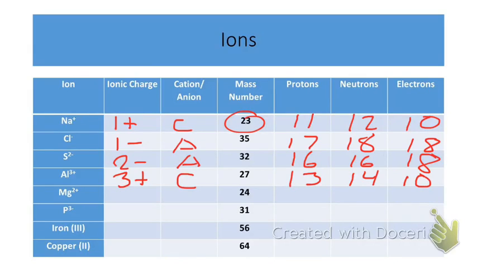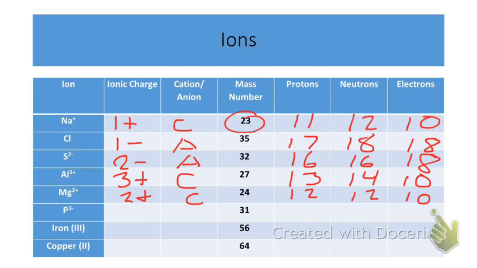Okay, magnesium. Magnesium is going to have a 2+ charge. It is a cation. The periodic table tells us that magnesium has 12 protons. 24 minus 12 is 12, so it has 12 neutrons. It's lost 2 electrons, so therefore, it can only have 10 total electrons in those electron shells.